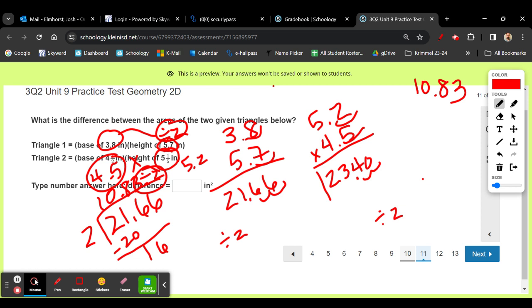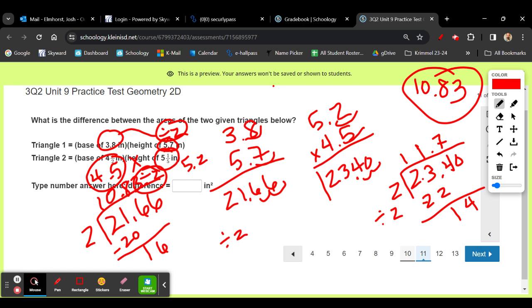And then the triangle, we're going to divide this by 2. So 23.40 divided by 2. So 11 times 2 is 22. So it looks like we have 10.83 minus 11.70. Well, it's actually going to be the other way around. So you have 11.70 minus 10.83.